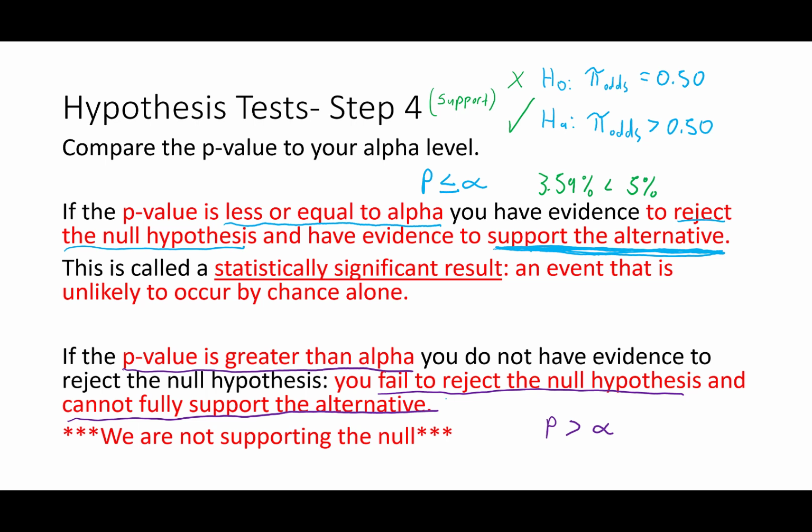So failing to reject, it's not saying it's true. It's not saying it's false. We don't have enough evidence to say it's true. We don't have enough evidence to say it's false. We haven't really learned anything about it. We haven't made any definitive conclusion. That second part, cannot fully support the alternative. We're not saying it's false. We're not saying it's true. We just don't have enough evidence to fully support it. Again, we haven't learned anything about that. So when your p-value is greater than alpha, you don't really learn anything about your parameter.